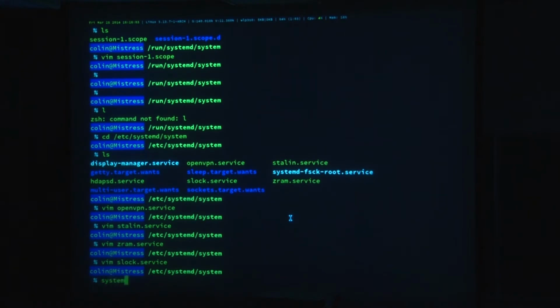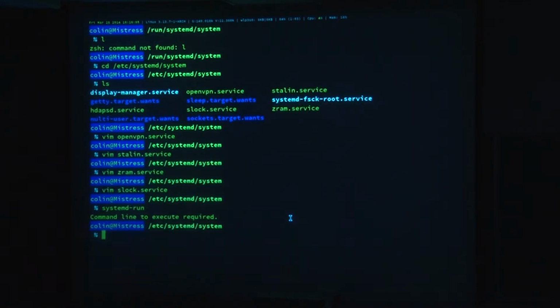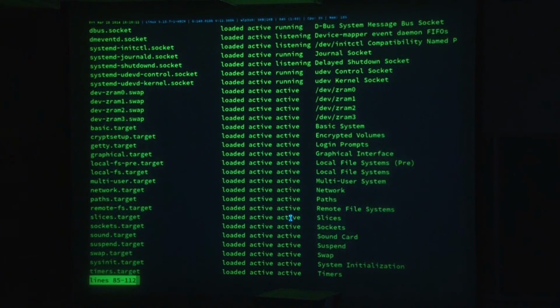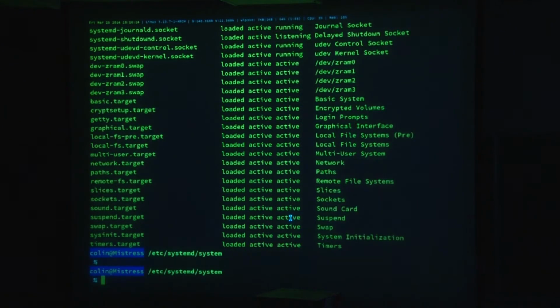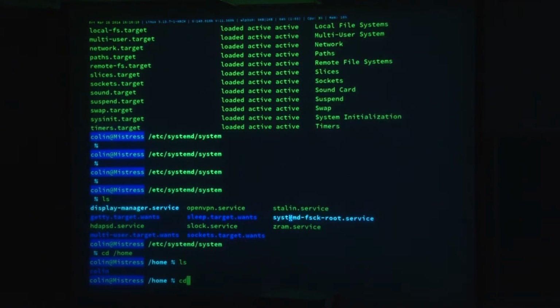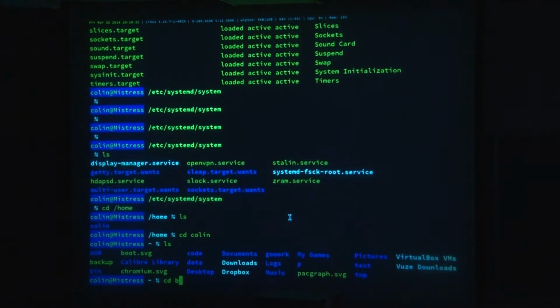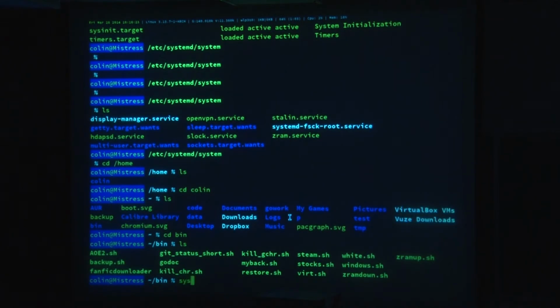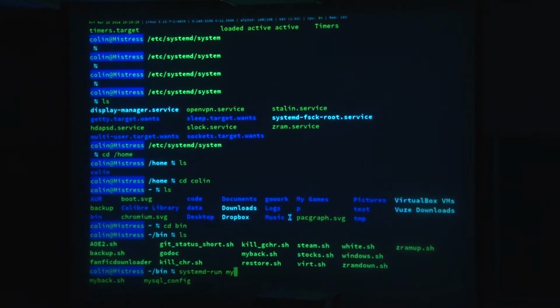The last thing I'm going to talk about on this slide is systemd-run. So this is a command line tool. You've got all these services running, right? And they're useful, but what if I just want to run some bash script? Let's say I want to run my backup script. I can just do systemd-run myBackup.sh.